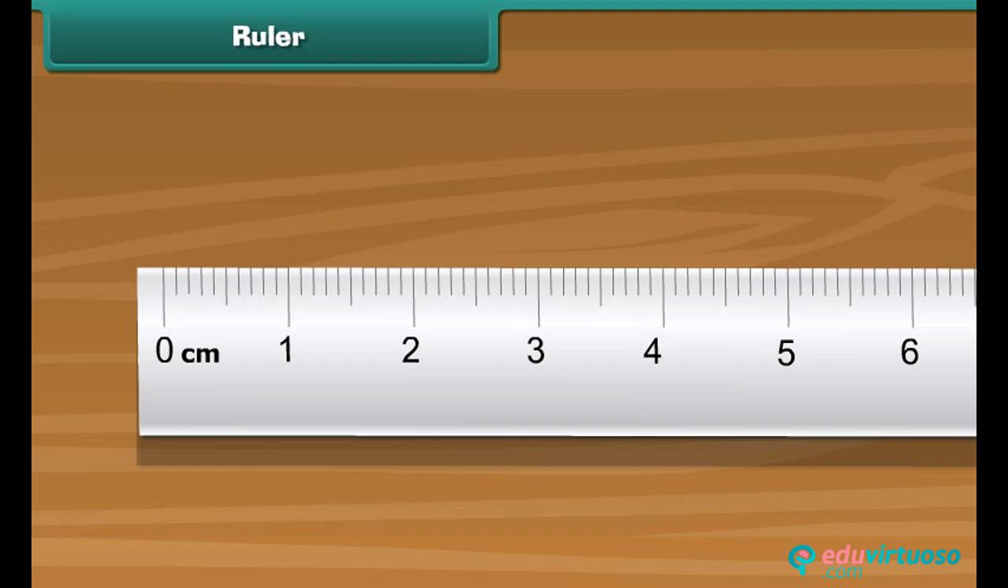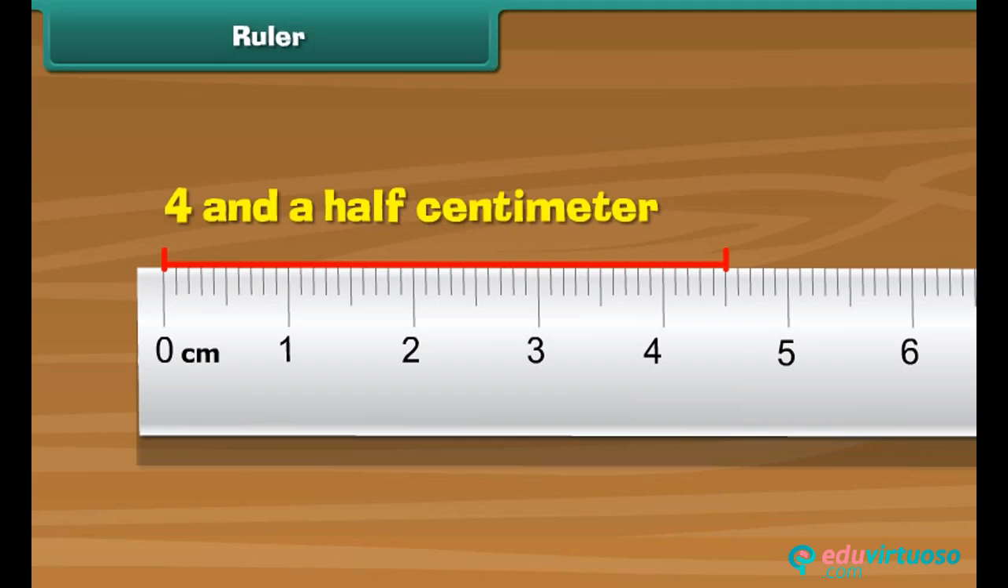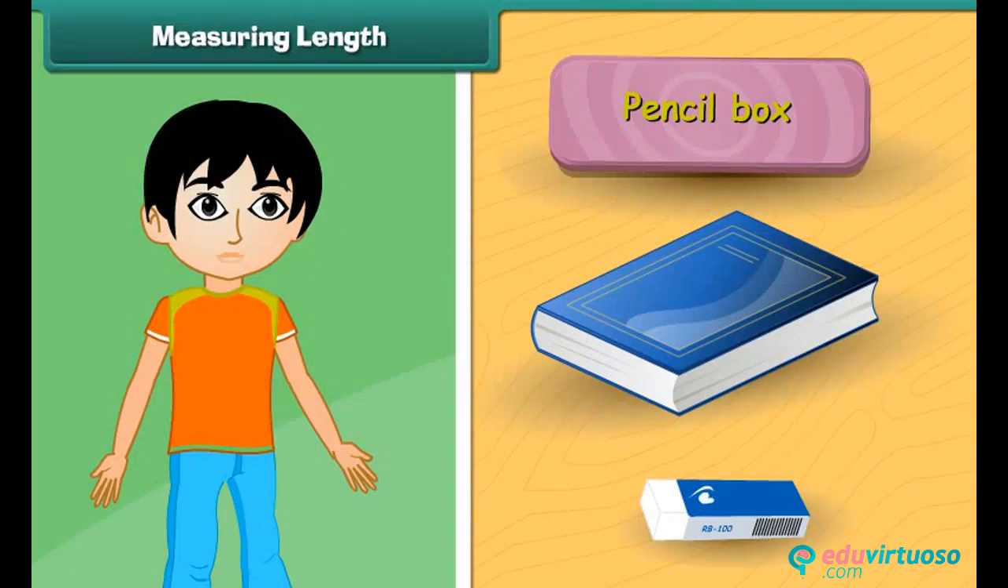Now we will learn to read a scale. Example. This is 2 centimeters. This is half centimeter. Similarly, this is 4.5 centimeters. Ruku wants to measure the length of different objects. Will you help him? Click on each object to measure its length.